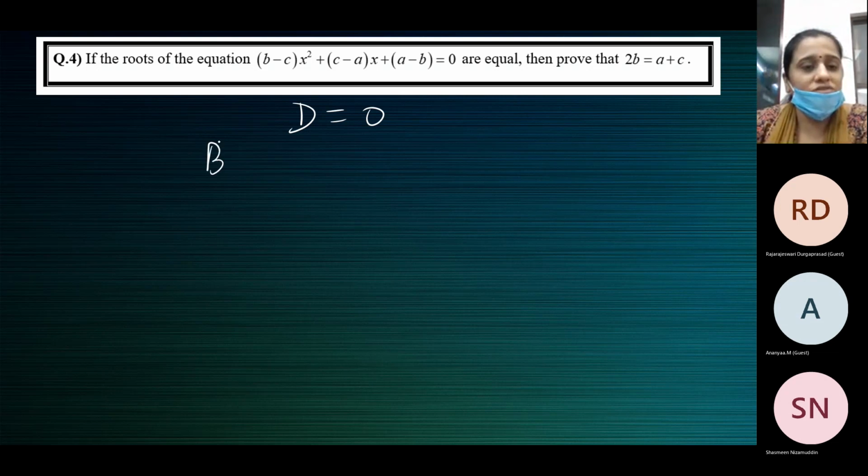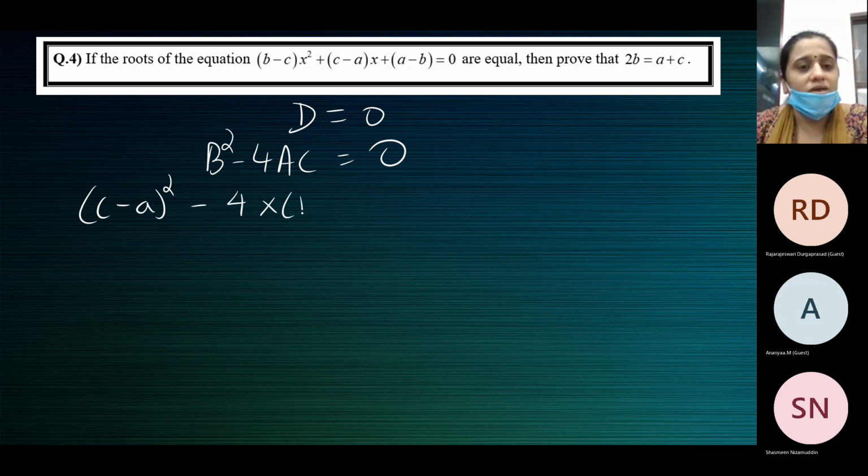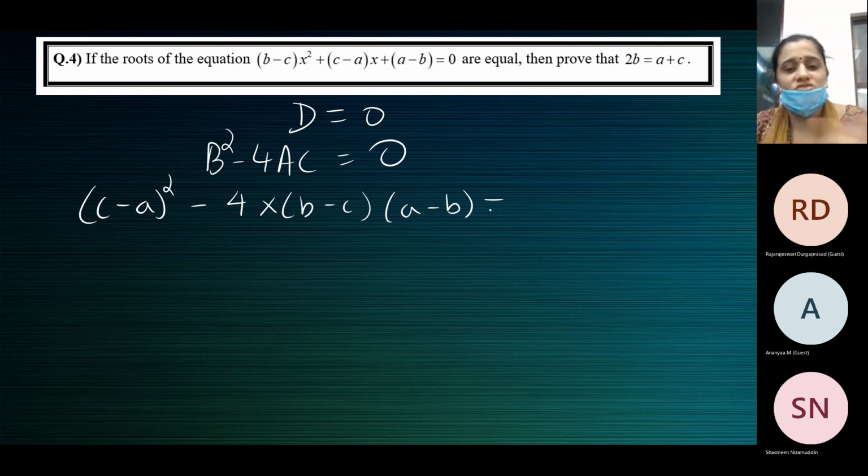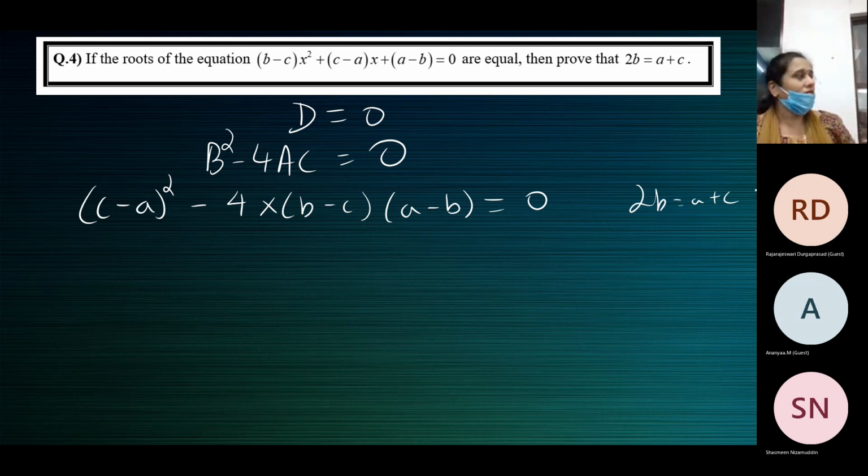That means B square minus 4AC is equal to 0. Just work this. What is B? C minus A the whole square minus 4 into A into C is equal to 0. Just work this and you should get 2B is equal to A plus C. That's all. Do it. Your first line should be D is equal to 0.